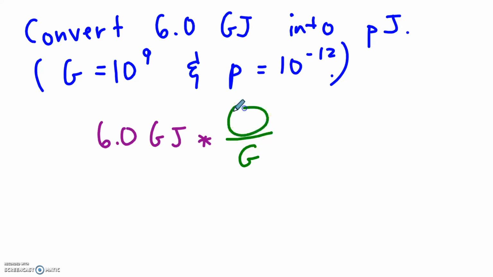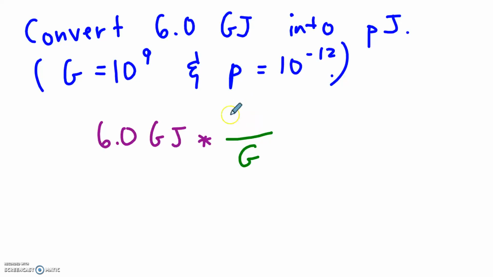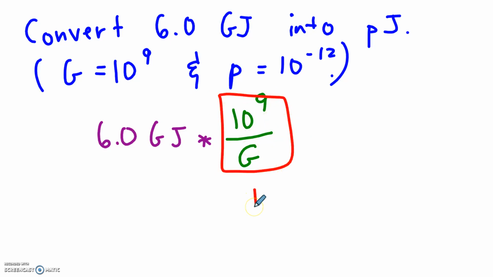What do I put into the numerator? I put 10 to the 9. Why? Because now the numerator and denominator are equivalent in amount. How do I know that 10 to the 9 equals giga? It says so right here. And why is it so important that the numerator and denominator are equal? Because now this is no different than multiplying by 1, and I'm not changing the original amount.